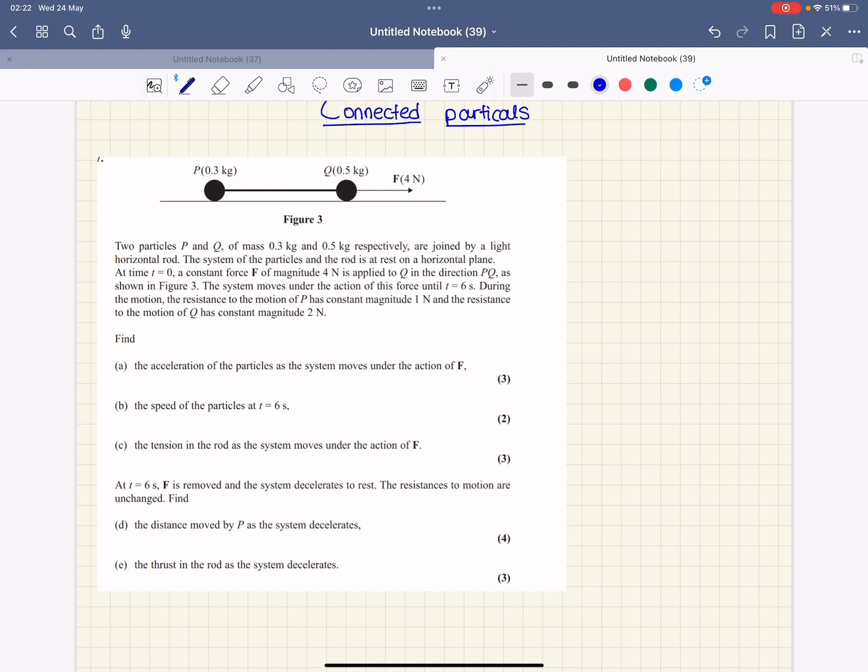So, what we're going to look at today is connected particles. When two particles are connected by a rod or a rope, a connection happens, and that connection can either be a thrust or a tension based on the questions that you might get. So, I've prepared about 3-4 questions here to go through, and we'll go through them one by one.